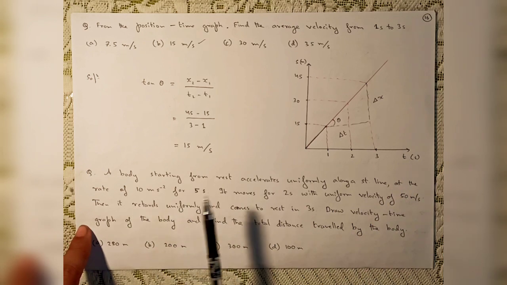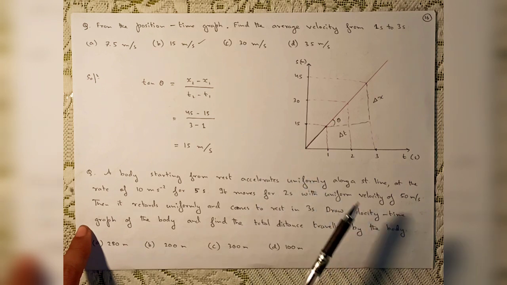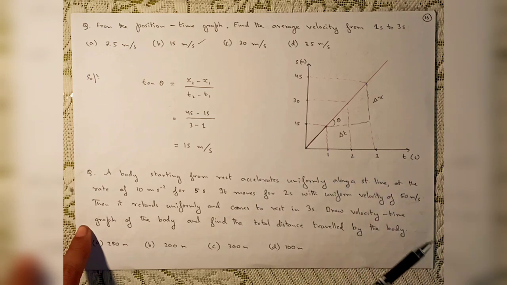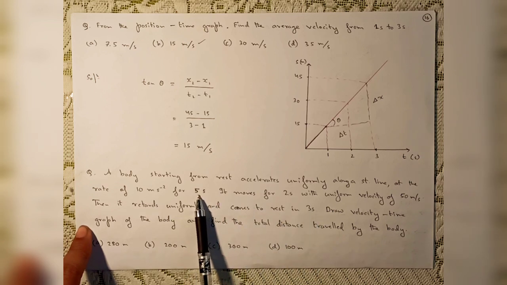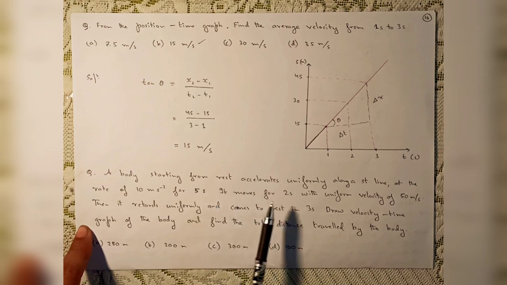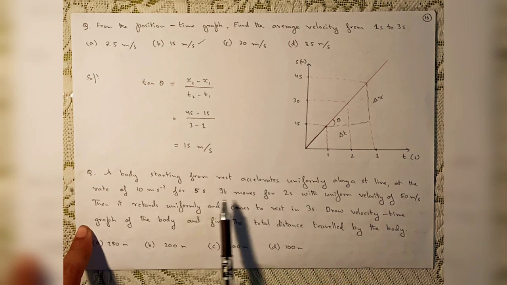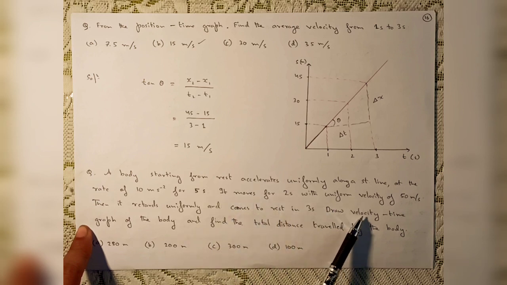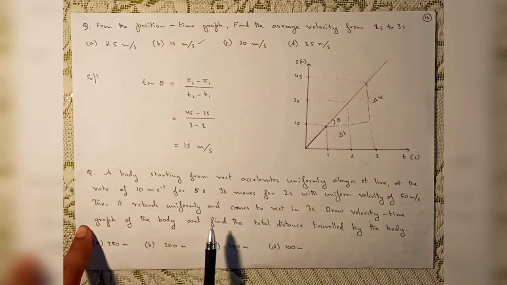Then it retards, meaning it is decreasing the speed. So it retards uniformly and comes to rest in 3 seconds. So here it is 5 seconds of acceleration, 2 seconds of uniform velocity, where velocity is not changing, and then 3 seconds it comes down. The total is 10 seconds. Draw the velocity time graph of the body and find the total distance traveled by the body.